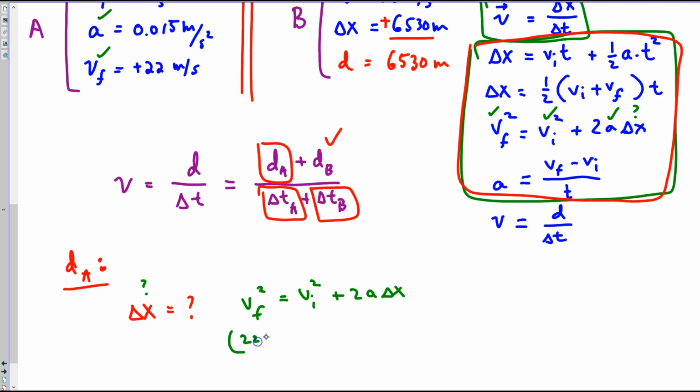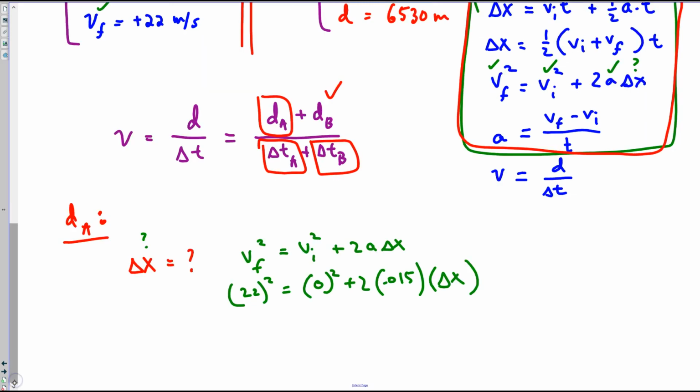Velocity final is 22. Velocity initial is 0. The acceleration is 0.015. And the delta x is my unknown, so I don't plug anything in there. I have to divide. This is all going to go away. I have to divide both sides by the product of 2 and 0.015.